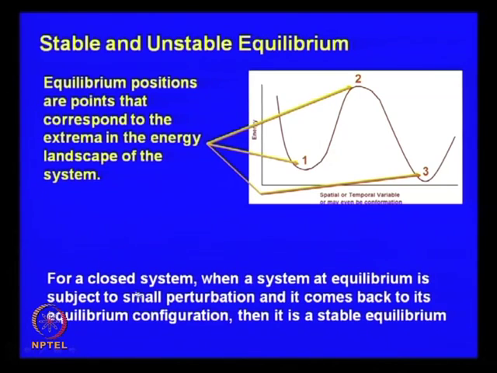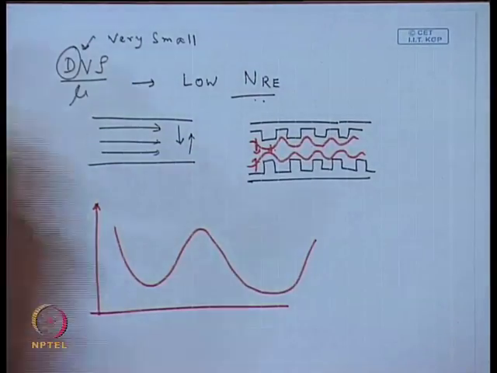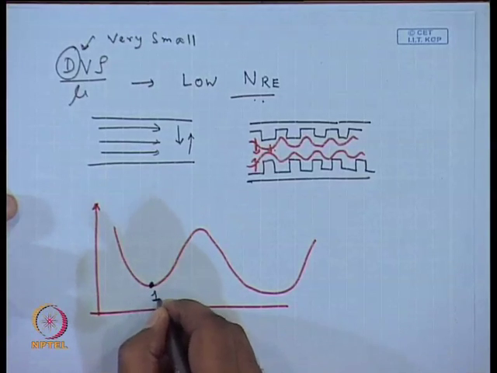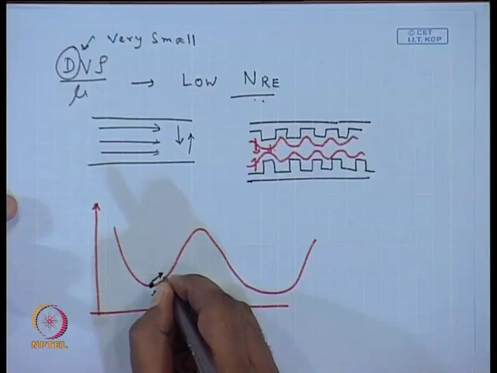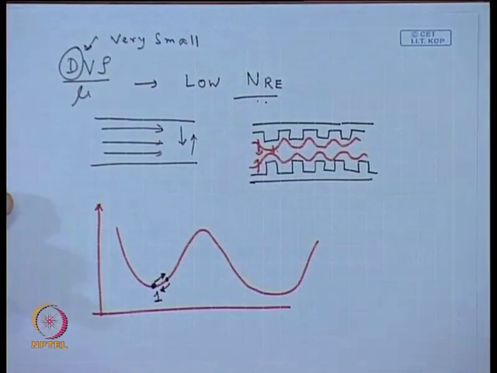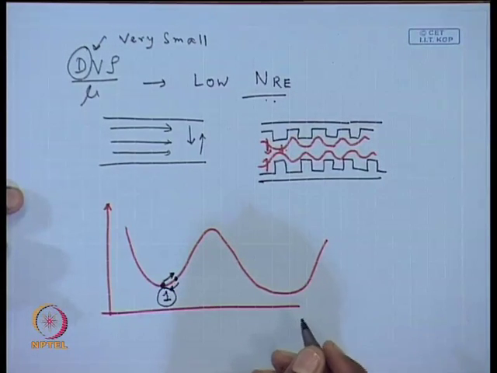It is very simple. For a closed system, when a system at equilibrium is subjected to a small perturbation and it comes back to its earlier configuration, then it is a stable equilibrium. It is something very simple. Suppose we reproduce this curve qualitatively here. So, you have a point here which is at the equilibrium position, you perturb it a little bit. So, it is going to follow the energy curve. So, you take it up to there and leave it. So, eventually it comes back to its original configuration. So, therefore, point 1 indeed refers to a stable equilibrium.